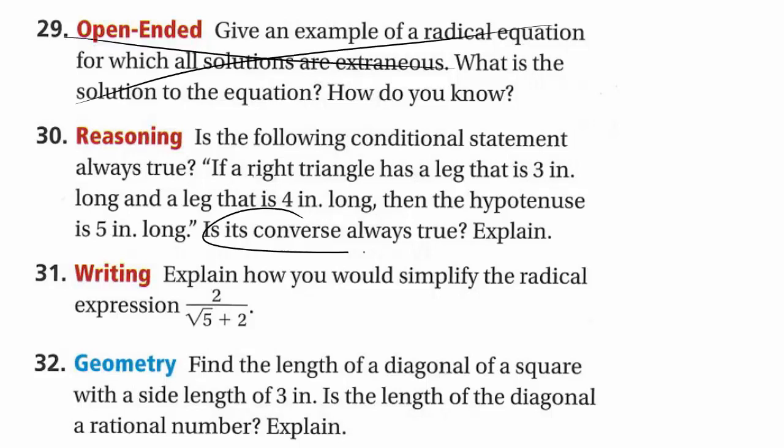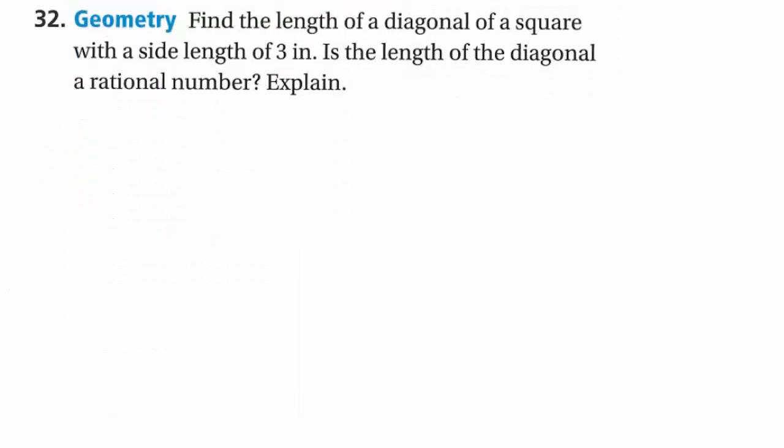Don't worry about 29 or 30 so much. Even though, like 30, the converse isn't always true. You can have other numbers that give you a hypotenuse of 5. But number 31, we've done that several times. You should know that to get rid of the radical on the bottom, you multiply by the conjugate. But let's look at 32.